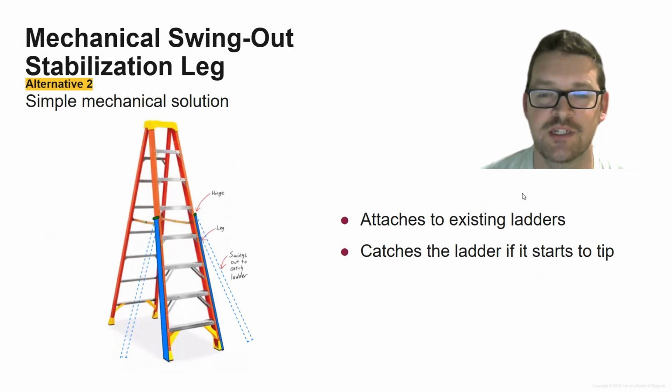Concept number 2 is an attached mechanical arm which will swing out and catch the ladder if it starts to tip. This concept is simple and does not require complex software or even batteries to be effective. Because it is purely mechanical, it may also be easier to manufacture and easier for users to understand. However, the concept reacts after the ladder has already begun to move, instead of warning the user before the unsafe condition occurs.